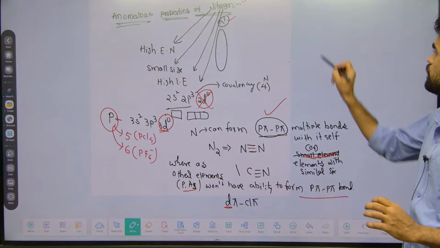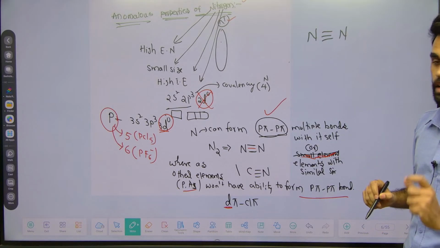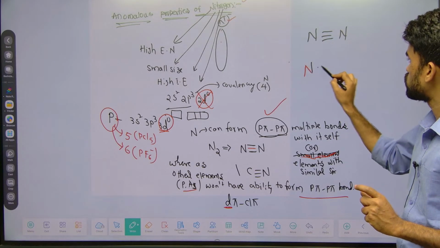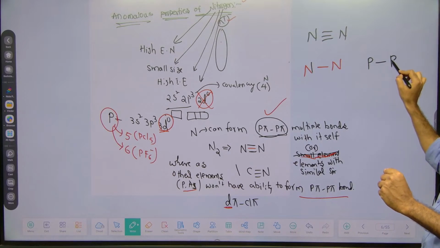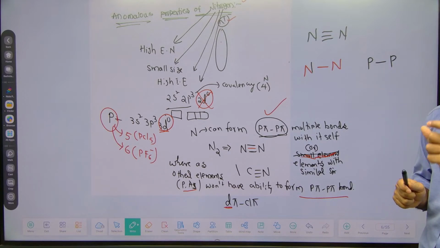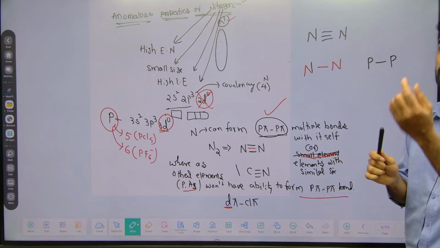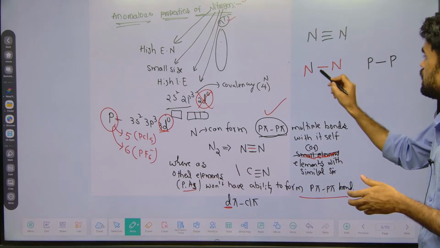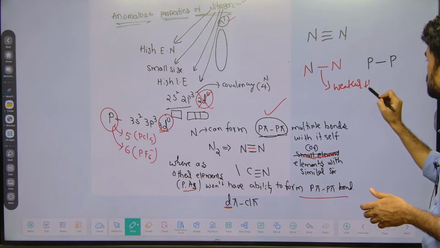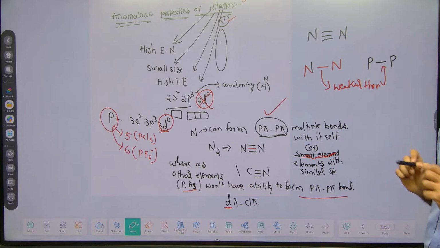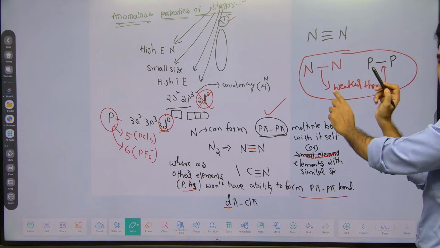Next one, we know the nitrogen triple bond is there. Now I am considering a nitrogen single bond and a phosphorus single bond. Which has greater energy, I am asking. Single bond, not a triple bond. When you consider only single bonds, the N-N single bond is weaker than the P-P single bond. I am not comparing the multiple bonds, only single bonds.